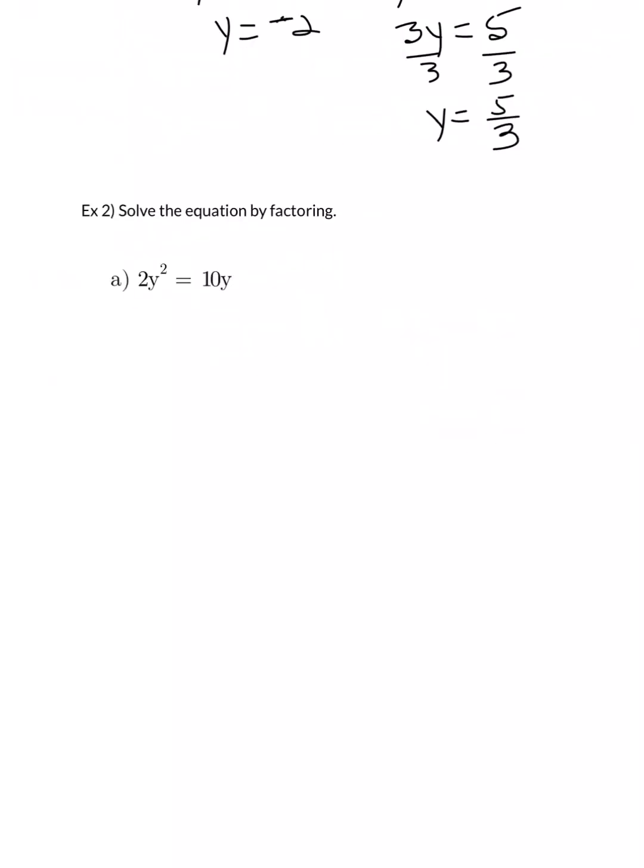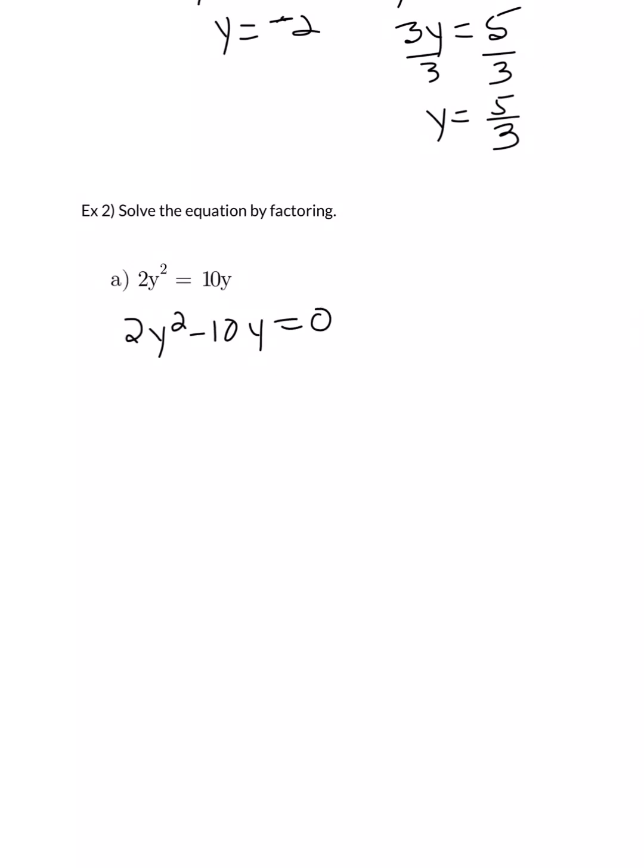For example 2, we're going to have several problems where we need to solve the equation by factoring. We are still going to use the zero factor principle, it's just that we're going to have to factor the problem first. Notice on this example, 2y squared equals 10y, that it's not equal to 0 yet. We generally want our squared term to be positive if possible. So I'm going to subtract 10y and make this equation into 2y squared minus 10y equals 0.